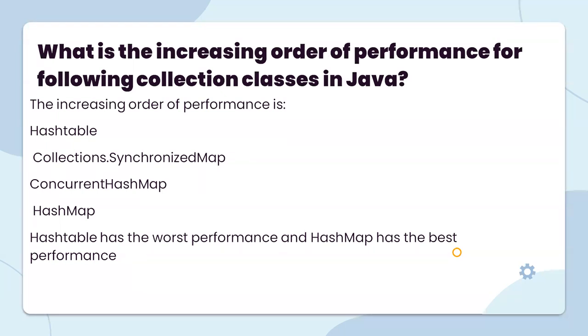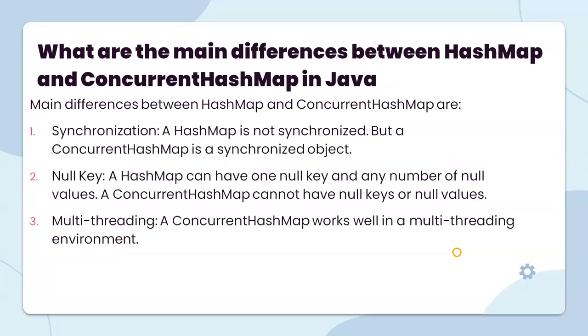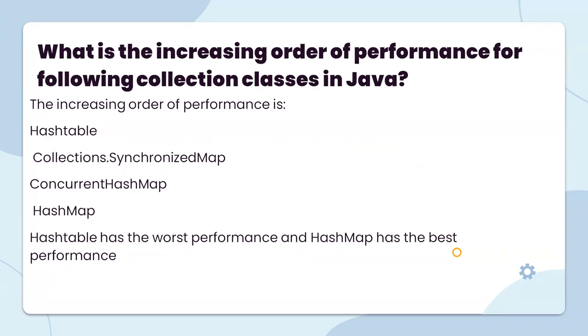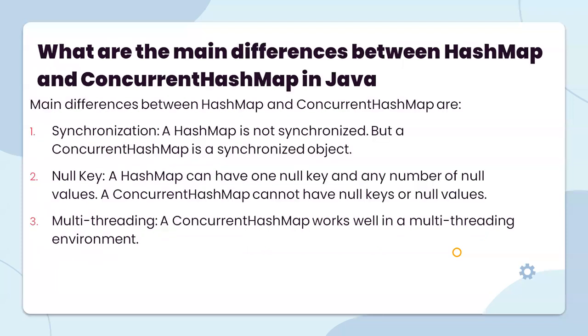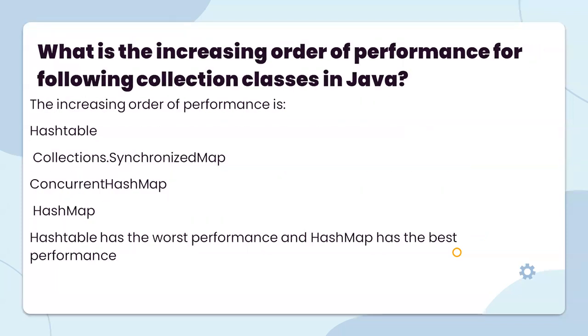What is the increasing order of performance for the following collections? ConcurrentHashMap works well in a multi-threading environment. Okay, synchronized. Sorry, I'm just confused. HashMap is not synchronized, but ConcurrentHashMap is synchronized. Okay, what is the increasing order? You can do the reverse.